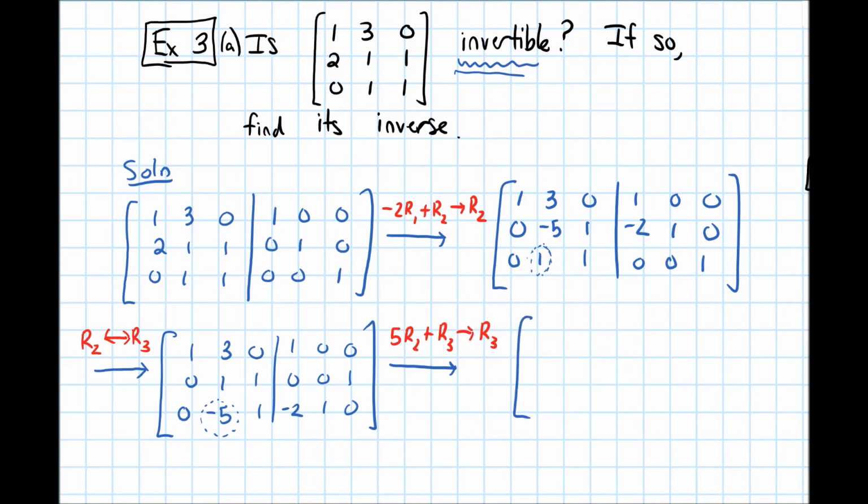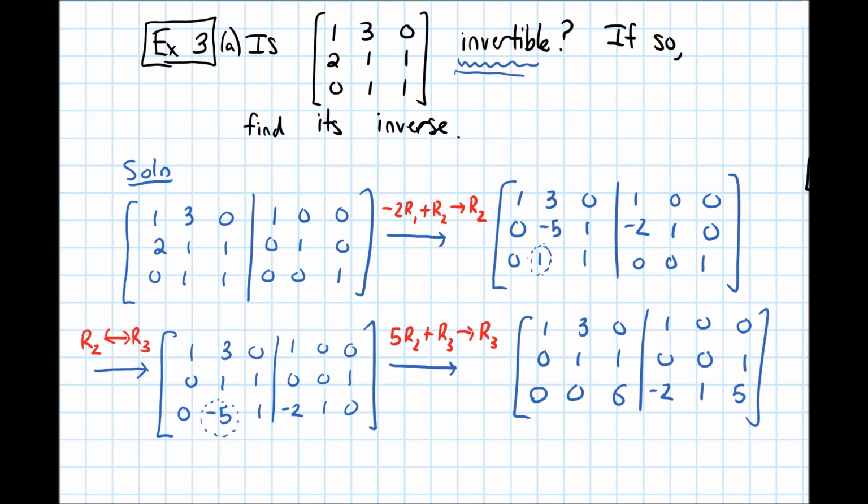So doing that, my first two rows stay the same. So 1, 3, 0, augmented with 1, 0, 0. The second row is also the same, 0, 1, 1, augmented with 0, 0, 1. But the third row changes. I'll have 0, 0. 5 times the 1 is 5, added to the 1 is 6. 5 times 0 is 0, added to negative 2, that doesn't change it. That's negative 2. The next number is still 1. And then 5 times this 1 is 5, added to this 0 is going to be 5.